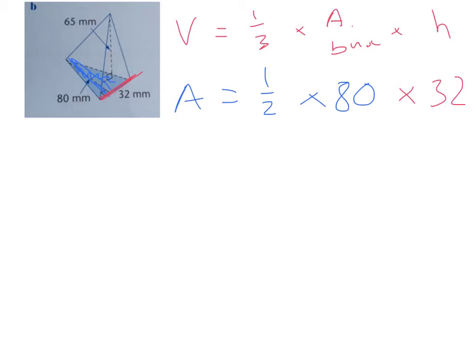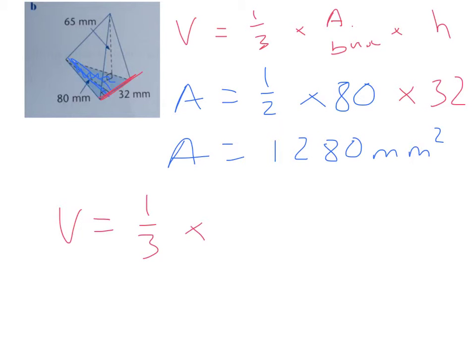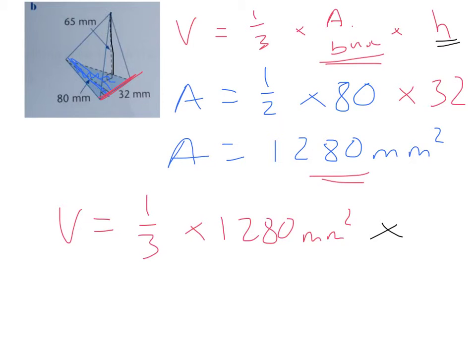So we have to get the area first, so you can put that in your calculator. So area equals half times 80 times 32, and that would be 1,280 millimeters. That's going to be the area of your actual base, but remember, to get the volume we have to do a bit more. So volume formula was 1/3 times the area of the base, and we said the area of the base was 1,280 millimeters squared, and also we need to times it now by the height. The height of this actual pyramid was this line right here, which is 65 millimeters.